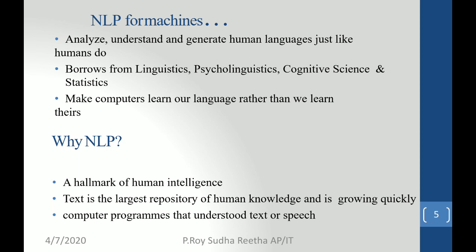And one of the main important sources is text, which is a large repository of human language and is growing quickly, so that a computer program can understand text or speech. That's why, because the text is understood by the computer program very well, this process can be rendered by using natural language processing.